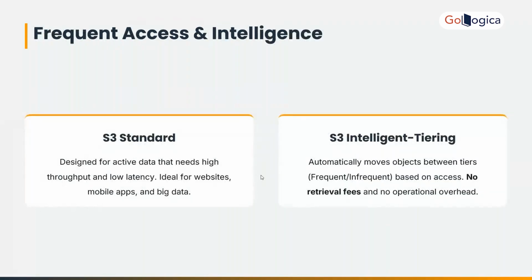Frequent access and Intelligent-Tiering. S3 Standard is designed for active data that needs high throughput and low latency access. That is giving you millisecond latency, so it is ideal for websites and big data. For a static web page or static data that will not change, we can host those files directly from S3. It is always better to go for S3 Standard because it will provide millisecond latency to the data.